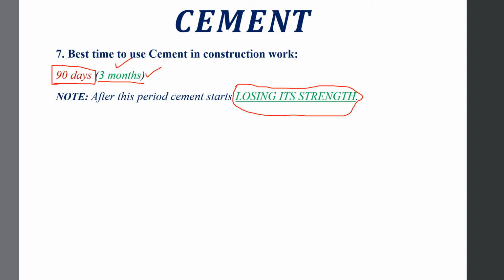It means that if you buy a bag of cement on 1st October, you will have to use it by 1st November for 1 month, by 1st December for 2 months, and by 1st January for 3 months. So you can use this cement, which is manufactured on 1st October, effectively until 1st January. If you use it after 1st January, then its strength will decrease.